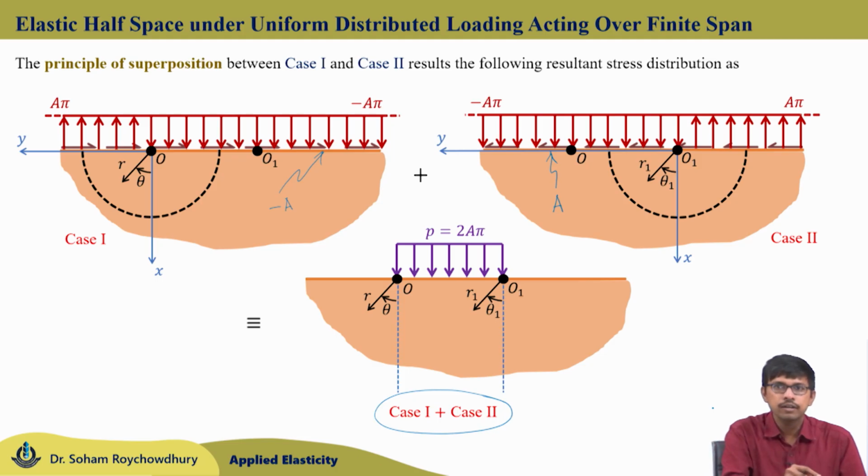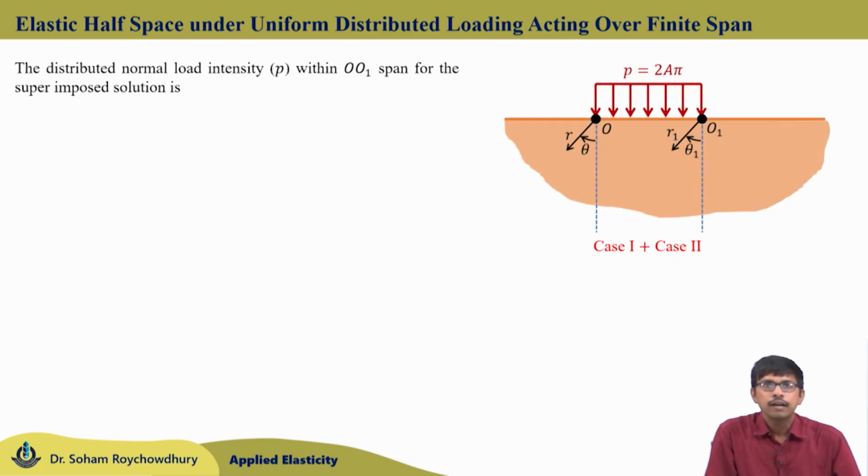Hence, as we have already solved case 1 and case 2 problems separately with the stress functions A r square theta 1 and minus A r1 square theta 1, by superimposing those two we can get the solution of this half space problem, where the distributed normal load is acting over a finite span between O to O1. Now, if I compare this P with the 2 A pi, the applied load intensity P for this problem equals 2 A pi, and from that we can obtain the value of A to be P by 2 pi.